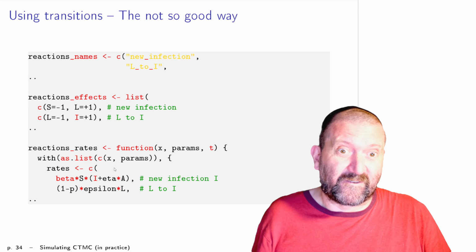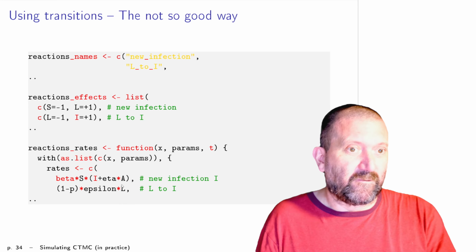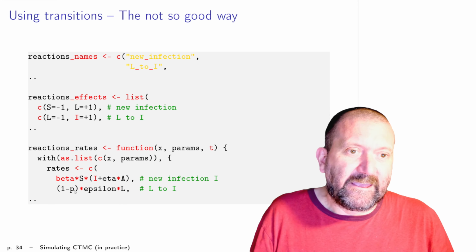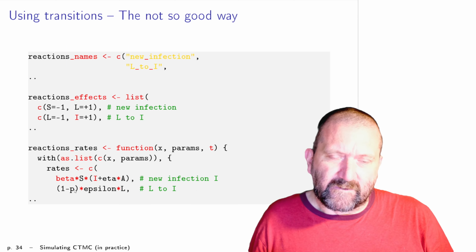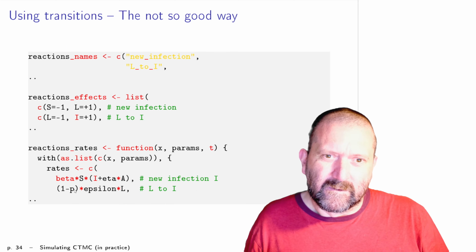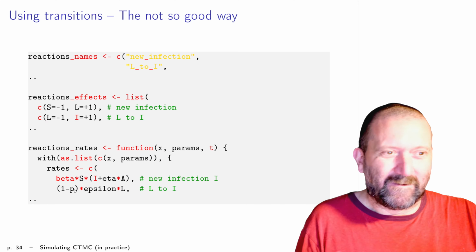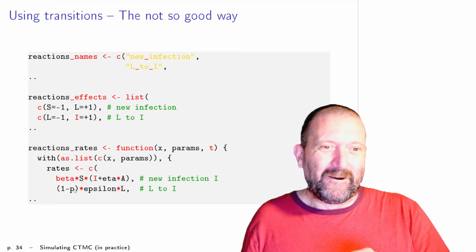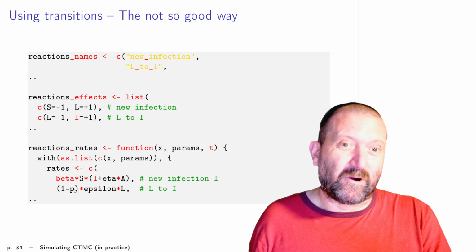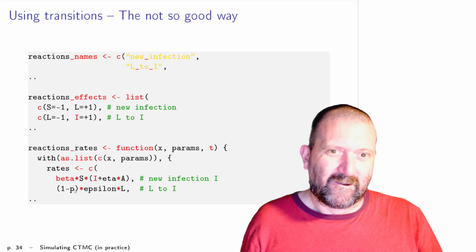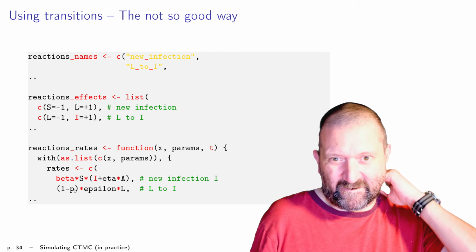So this is the propensity function for this. And this is the rate at which individuals move from L to I. P here is, actually this should be P epsilon, sorry, not 1 minus P. I will adapt the slide. The P is the proportion of individuals who become symptomatically infectious, 1 minus P being those who become asymptomatically infectious.